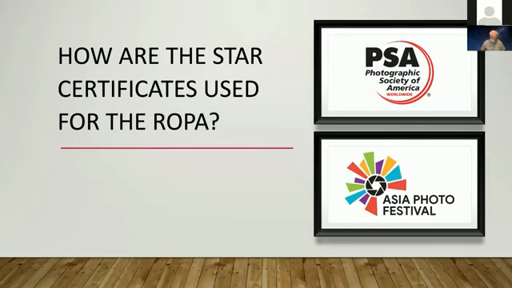So there's the 2 processes. One is getting your star ratings so that you have verified a certain number of acceptances, and then you can add those numbers together to get you the number of acceptances that you need for each ROPA distinction.